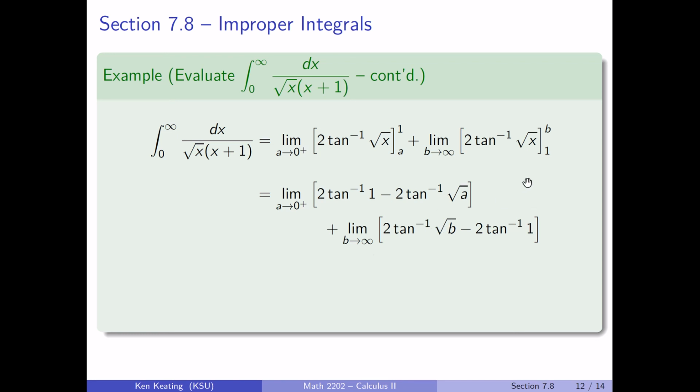And when we do these, well, I can evaluate tangent inverse 1. Tangent inverse 1 is pi over 4. When I take a limit, I'll be evaluating the tangent inverse of 0. Tangent inverse of 0 is 0.